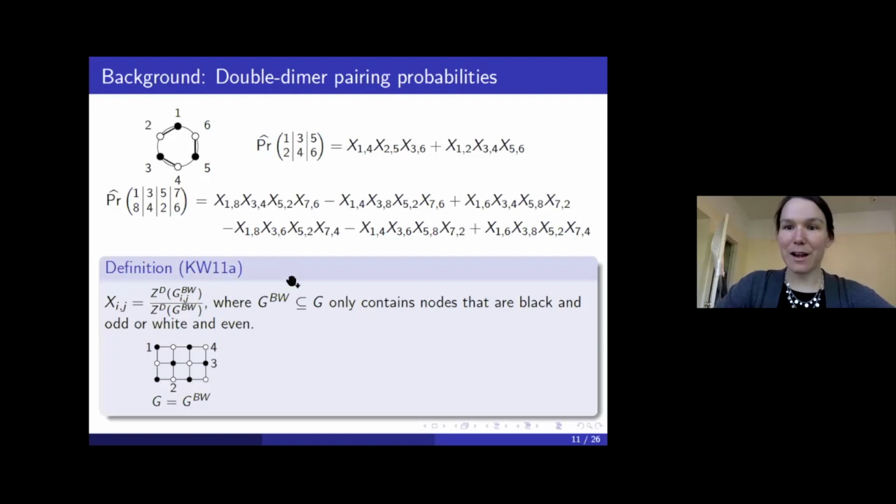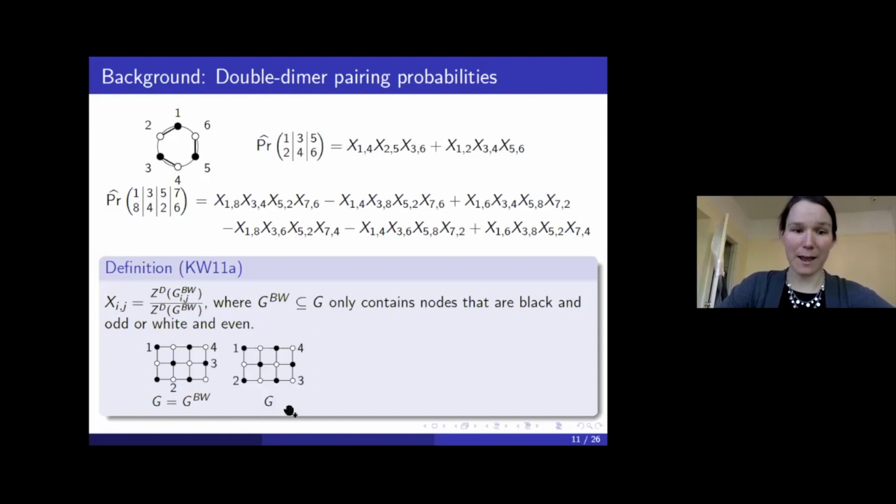Okay, so now I'm going to define xij, and I just wanted to warn you that this is where things maybe get a little bit technical. So xij is a ratio of dimer counts. It's the weighted sum of dimer configurations of this graph GBWIJ over the weighted sum of dimer configurations of this graph GBW. So GBW is a subgraph of G that contains the nodes that are black and odd or white and even. So in this example, G and GBW are just the same graph because 1 and 3 are black and 2 and 4 are white.